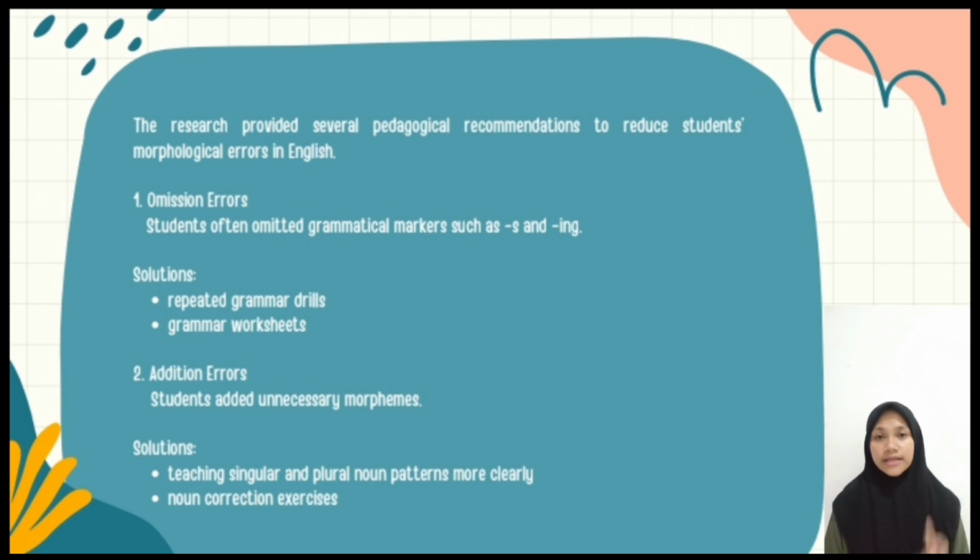The second is addition errors. These errors occur when students add words that are actually unnecessary. For example, children's, even though the correct form is children. To solve this problem, teachers can explain singular and plural noun patterns more clearly and provide error correction exercises so students can better understand the correct forms.